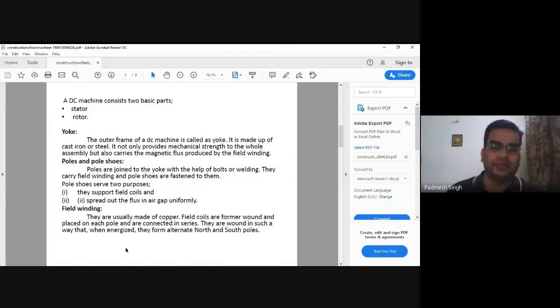they can be in various combinations, north south, south south. That depends on the number of poles and the type of winding being done.